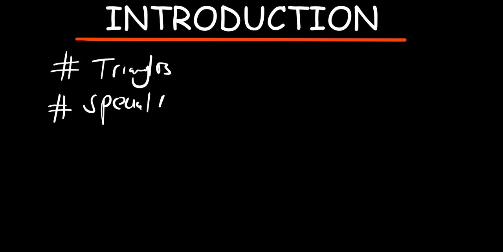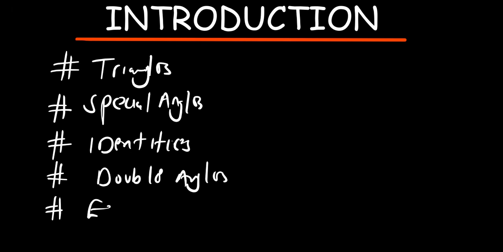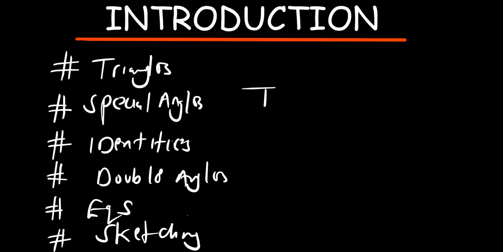Let's talk about trigonometry. Now we're going to talk about triangles. We're going to talk about spatial angles. We're going to talk about identities. We're going to solve double angles. Then we're going to solve some equations, and we're going to sketch some trigonometric graphs. Now the word itself, trigonometry, comes from two words, trigon and metry.